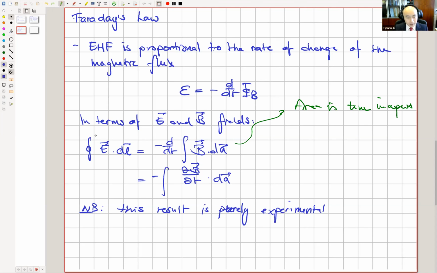Okay, let's get back into it. I see that Alex has a question. He's asking, can we change the area to demonstrate Faraday's law, given the same field? Yes, that in principle is possible.